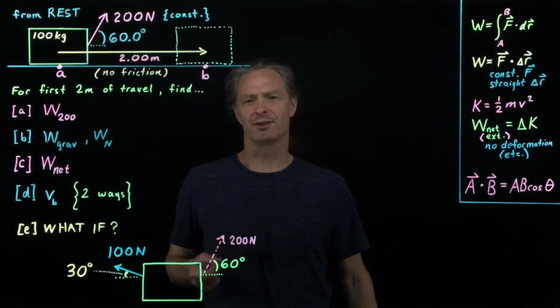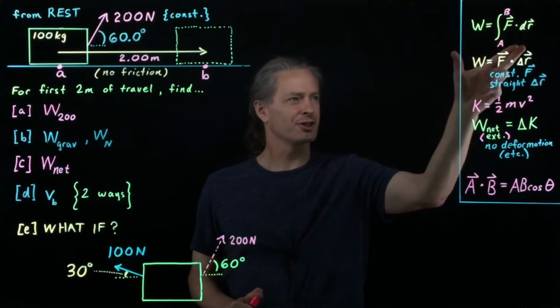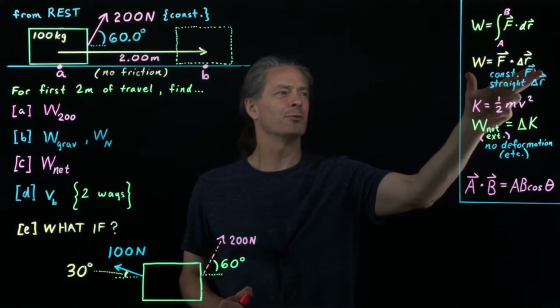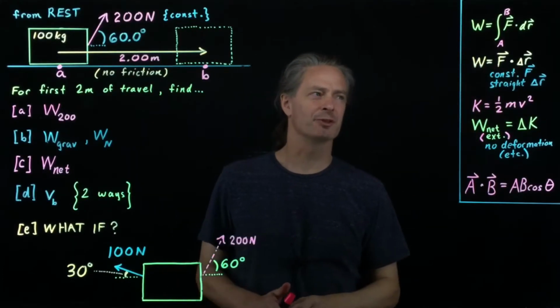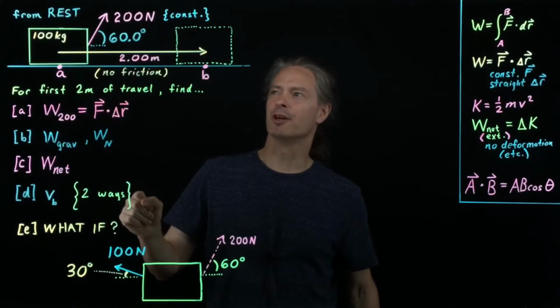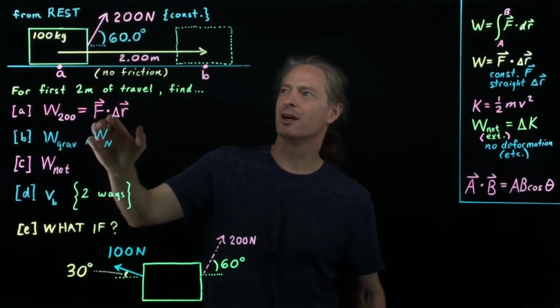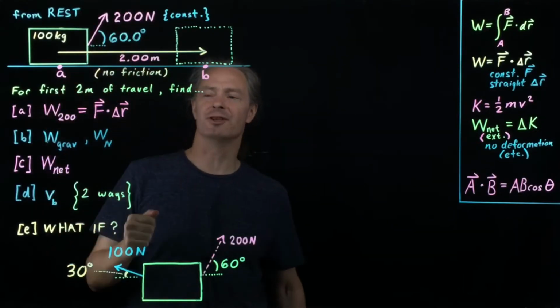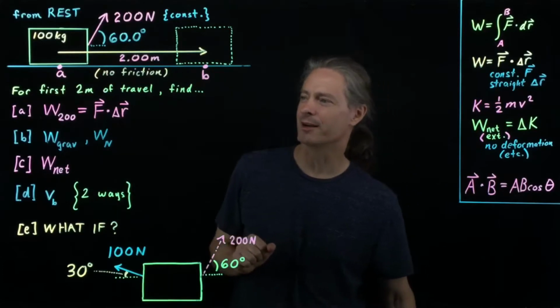In the case of a constant force and a straight line displacement, the general definition of work simplifies to this expression here, where the work is then the dot product of the constant force vector and the straight line displacement vector. So I can write that right here. And since we're trying to find the work done by this 200 Newton force over this 2 meter displacement, this force F will be the 200 Newton force 60 degrees above the horizontal, and the displacement delta R is this 2 meter displacement to the right.